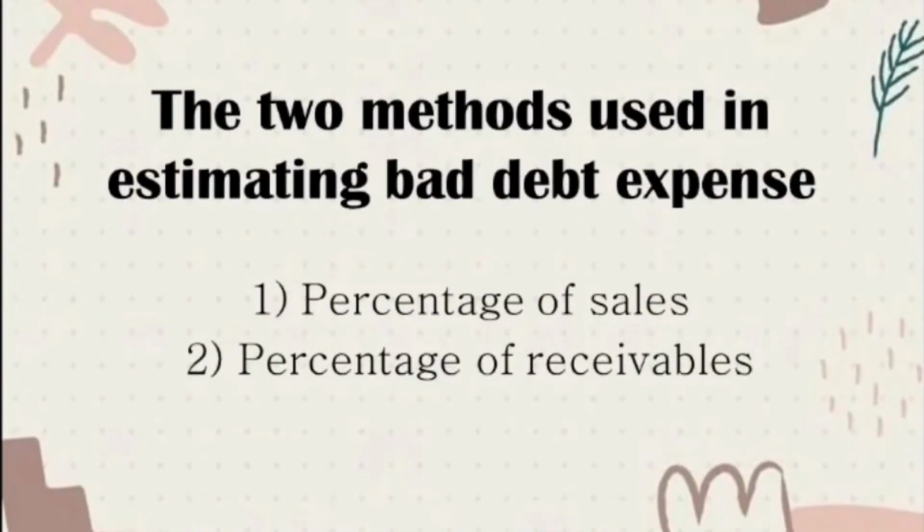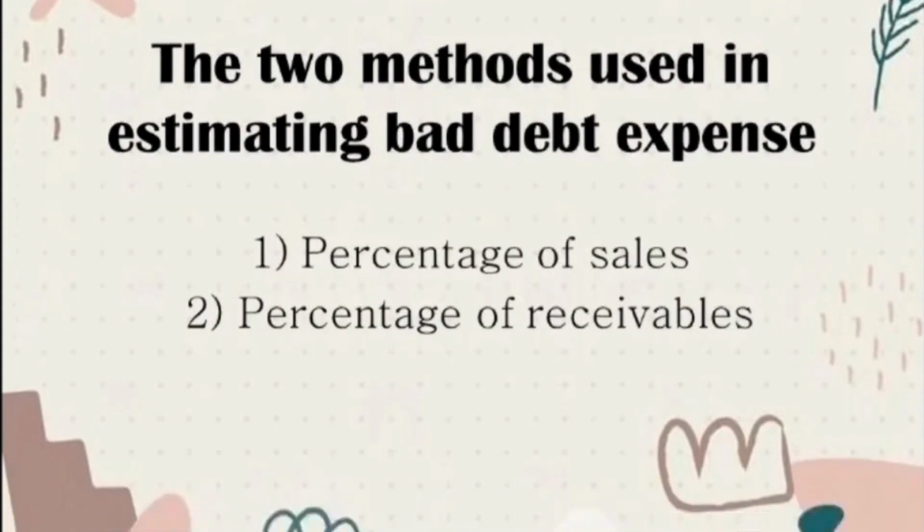There are two methods used in estimating bad debt expense. The first one is percentage of sale. The second one is percentage of receivable. So the next reporter will give the example and explain on how you get the amount.